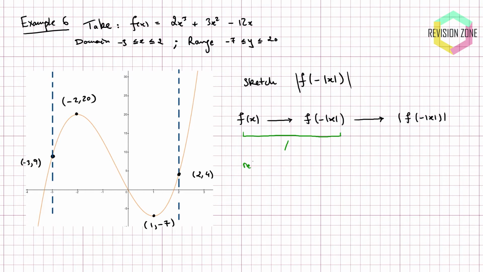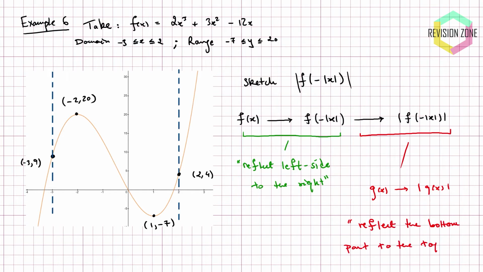So, okay, we know now how to do the first transformation, and then the second transformation, well, this is exactly the same as the second part of what we did in the previous example. So we know overall when we've got something like g of x going to the modulus of g of x, then what's happening is this is the same thing as reflect the bottom to the top. And of course, as before, by bottom, I just mean anything that happens to be below the x-axis, right? So let me now carry out the first transformation, and then we can carry out the second transformation.